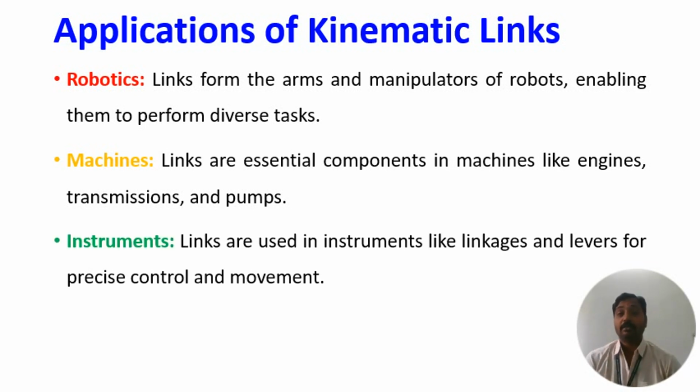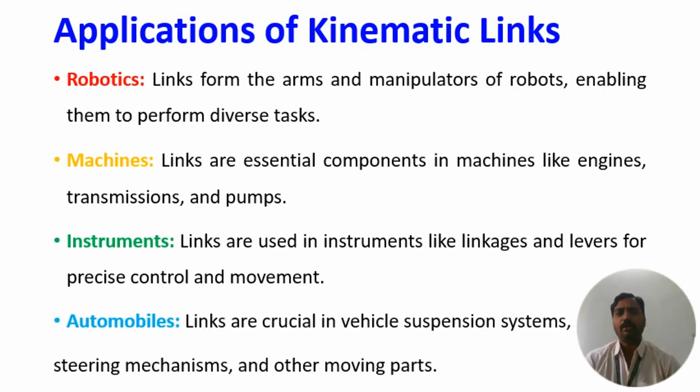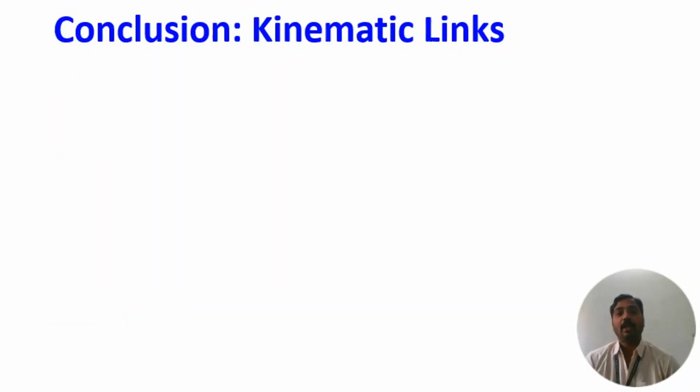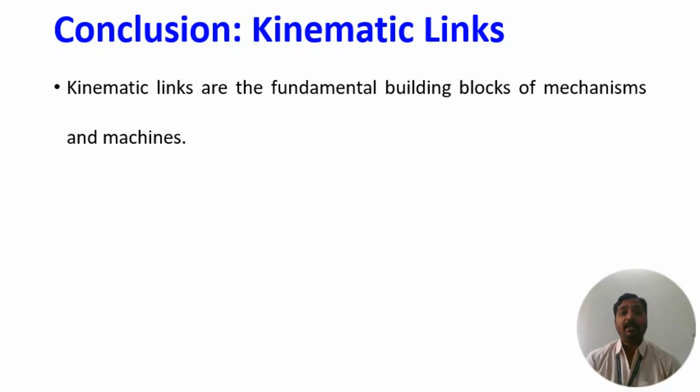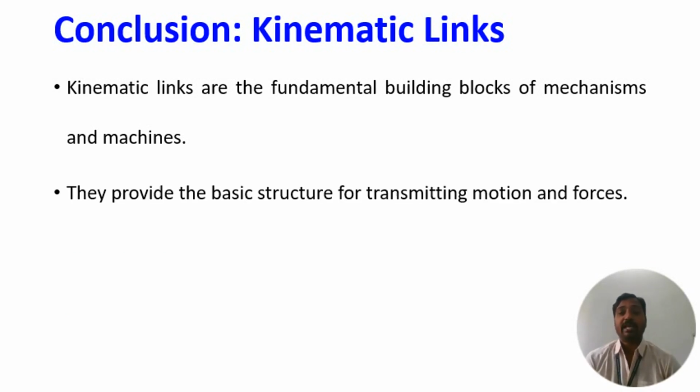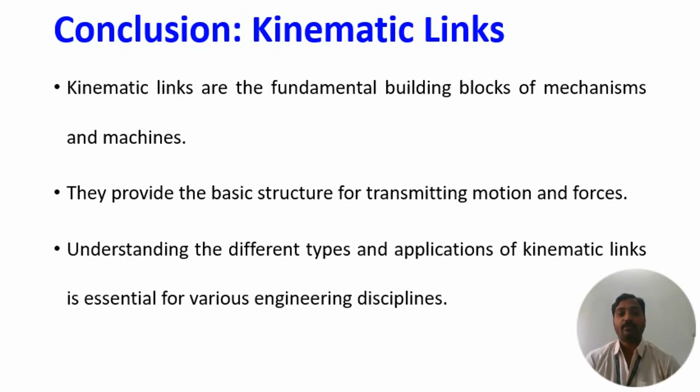The next one is instruments. There we can see them measuring different types of pressure levels, temperatures and volumes. We can see different units on the speed of the systems. These are very widely used. In automobiles also, they are crucial in the vehicle suspension system, steering mechanisms and other parts of the system. We have seen that kinematic links are the fundamental building blocks for machines as well as mechanisms. They provide the basic structure for transmitting motion as well as force. Understanding the different types and applications of kinematic links is essential for various engineering disciplines.